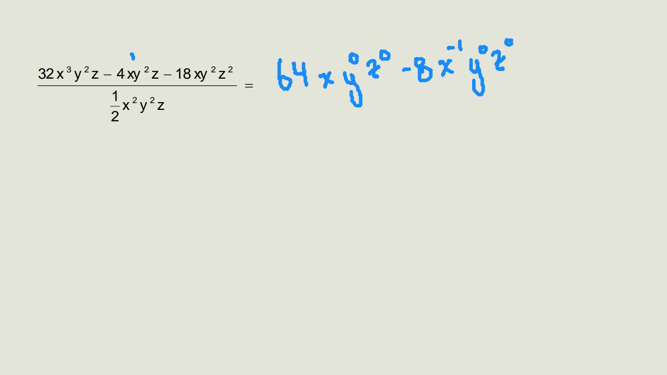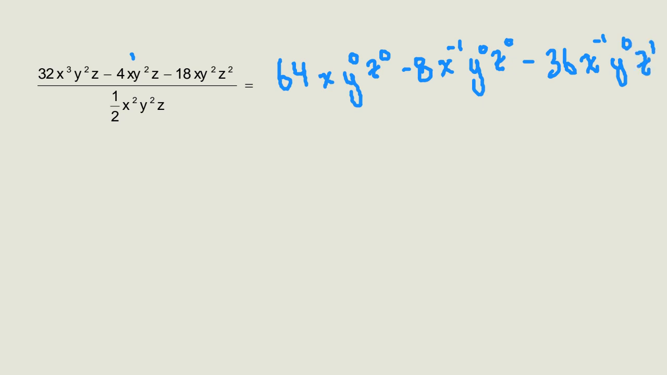Okay, negative 18 divided by 1/2 becomes negative 36, same as multiplying by 2. X^1, so my X has 1 take away 2, so negative 1. My Y is 2 take away 2, so it's a 0, and then my Z is 2 take away 1, so just a 1.